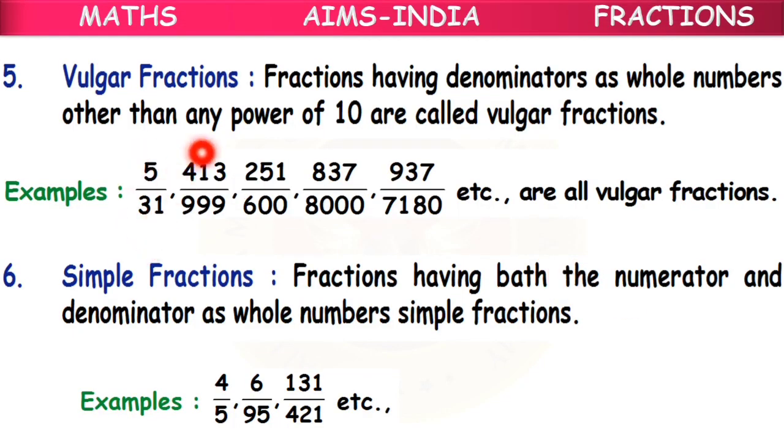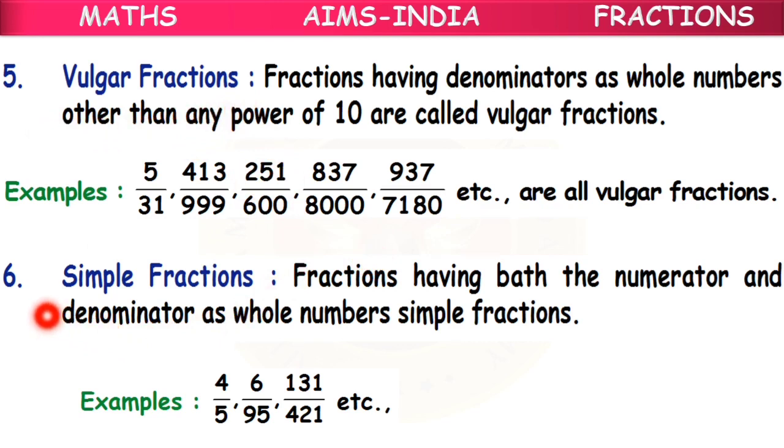Examples: 5 by 31, 413 by 999, 251 by 600, etc. are all vulgar fractions. Here we are not having any 10, 100, 1000 or 10,000 as the denominator. So these are called our vulgar fractions.